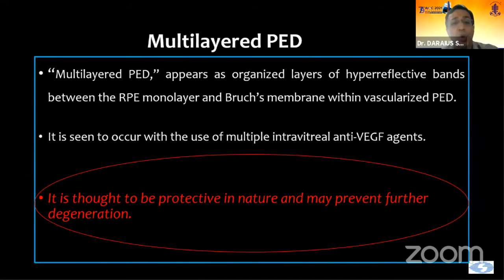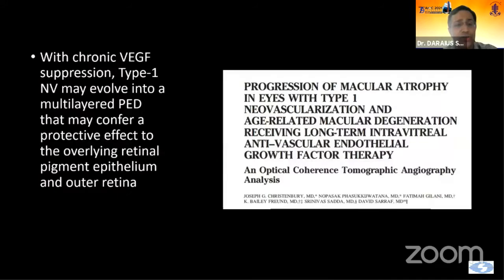Second entity, which is good, multilayer PED. The multilayer PED appears as organized layers of hyperreflective bands between the RPE and the Bruch's membrane within a vascularized PED. It is seen more often with multiple anti-VEGF use and is protective in nature and may prevent further degeneration. So basically what is thought is chronic type 1 CNVM may evolve into a multilayer PED, and it gives a protective effect to the overlying RPE and outer retina.